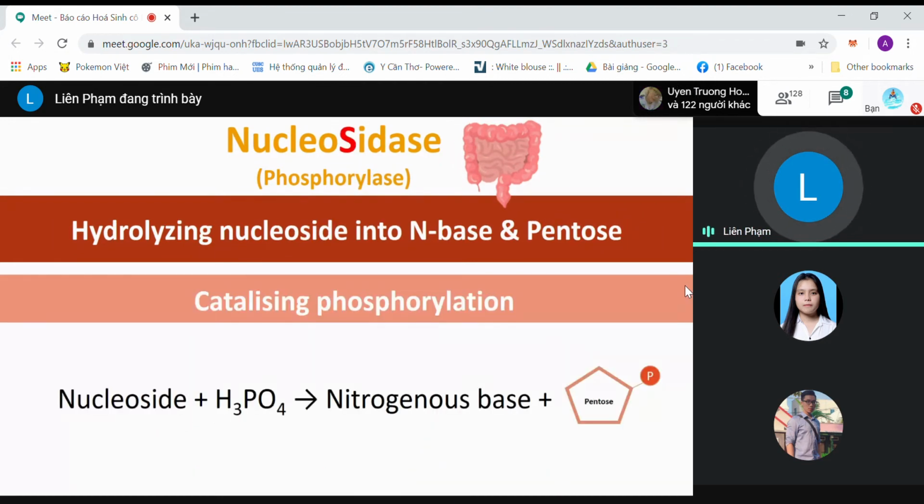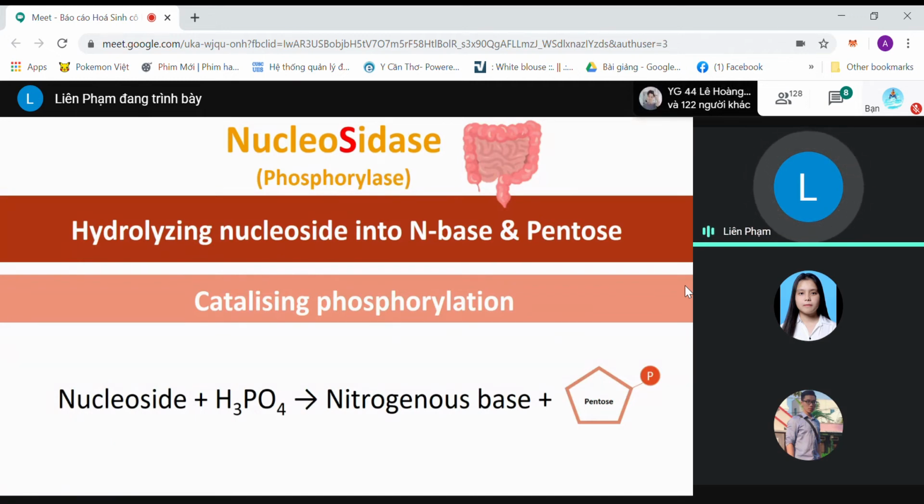And now it's the last enzyme, nucleosidase, which is also from the intestine. The nucleosides are hydrolyzed into nitrogenous base and pentose sugar with the catalysis of the nucleosidase enzyme. It's also known as a phosphorylase because it catalyzes a phosphorylation, as you can see here.